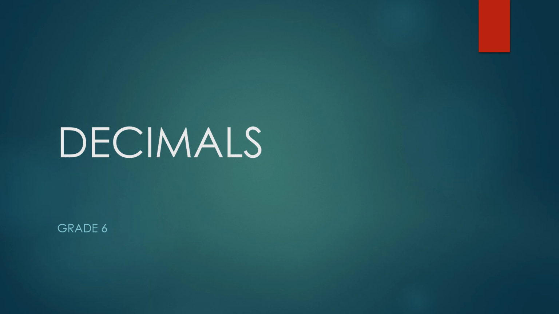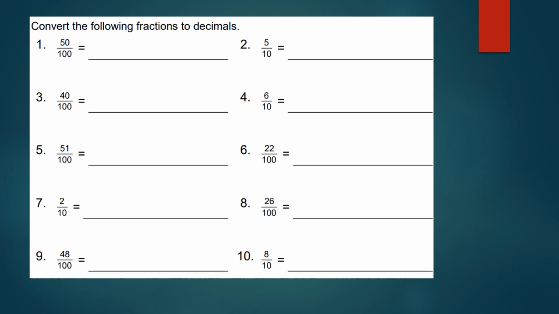In this video, we are going to learn how to change fractions to decimals. Let us first start with fractions with denominators which are powers of 10, such as 10, 100, and 1000. It's very easy because all we need to do is to read the fraction as is, but write it as decimal. For example, the first fraction is read as 50 hundredths.